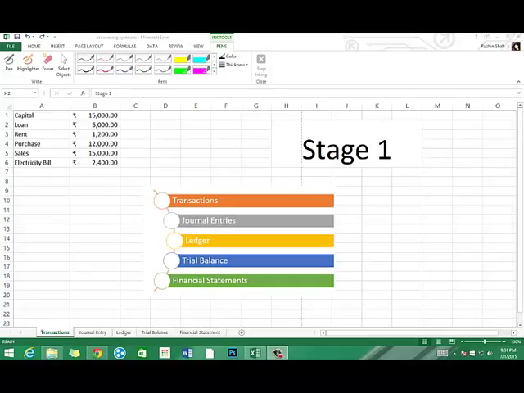In this video tutorial we are going to learn about the whole accounting process, or you can say the accounting cycle. So basically there are around 5 stages in accounting. The first stage starts with the transactions. Then you need to pass the journal entries, then you need to post the journal entries into the ledger, then you need to prepare a trial balance, and at the end you need to prepare the financial statements.